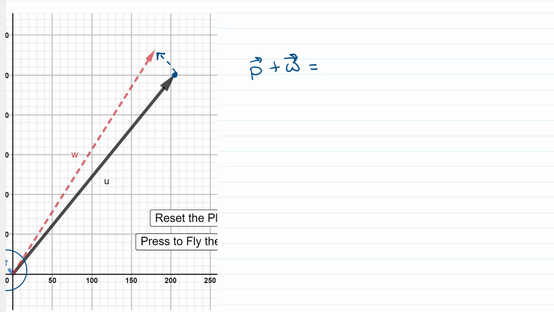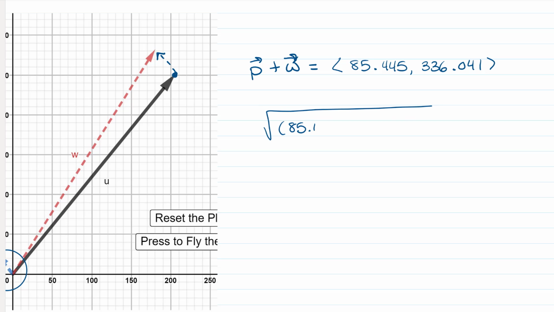So when I add those together, I get 85.445 and 336.041. So now all I need to do is find the magnitude and the angle. So the magnitude is just the square root of 85.445 squared plus 336.041 squared. You put that in your calculator, and you get about 346.734.